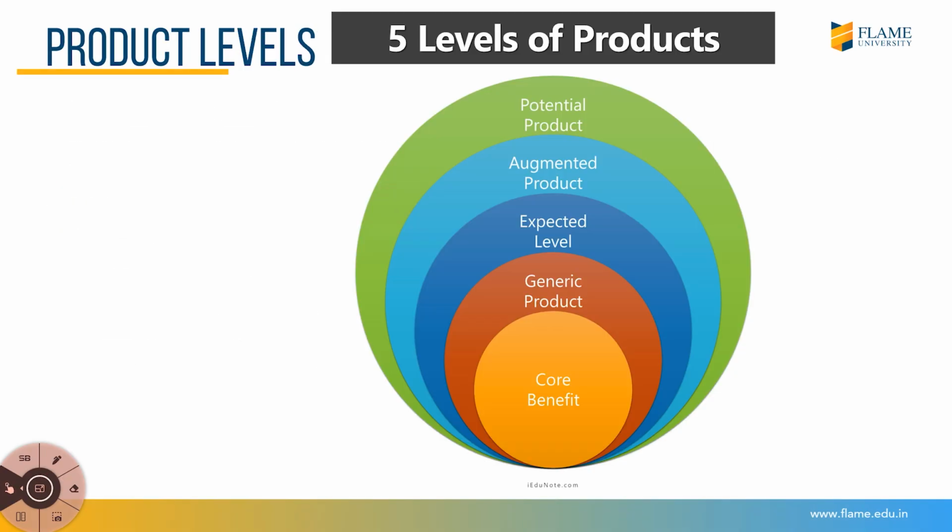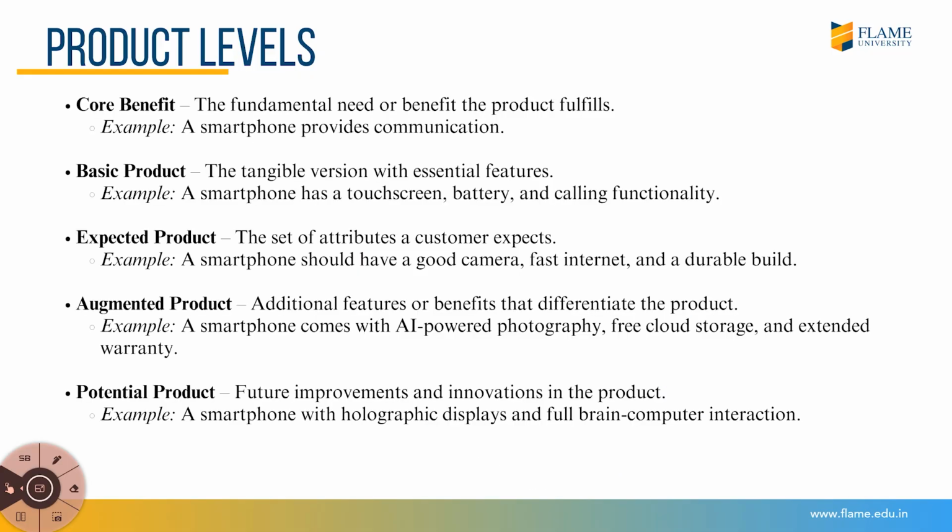Any product has 5 levels or 5 attributes that make it into a complete consumable item. First and foremost, we have the core benefit, which is nothing but the core idea behind which a product is actually made. After the core benefit, we go to the generic product, then the expected level of the product, then the augmented, and what the product means in the future. For example, when we talk about core benefit, it is the fundamental need or benefit that the product has.